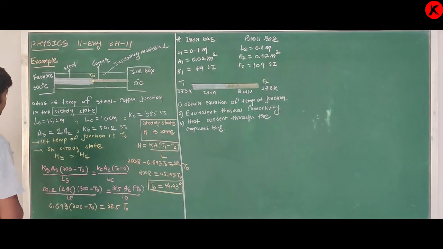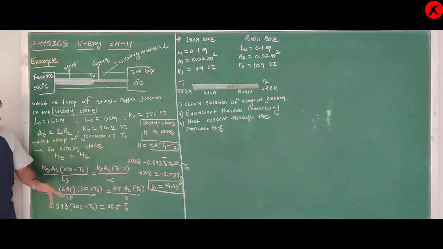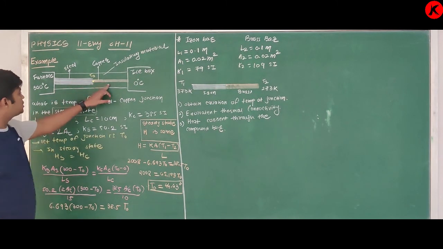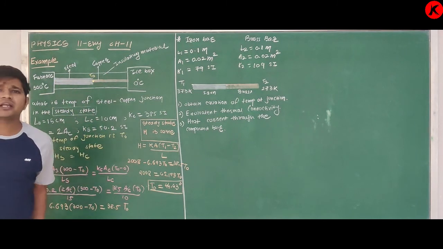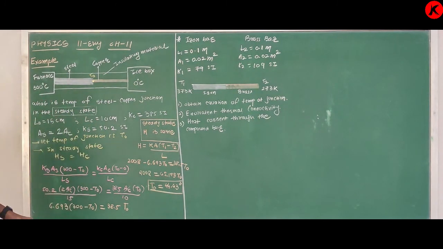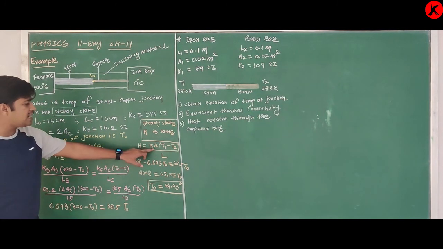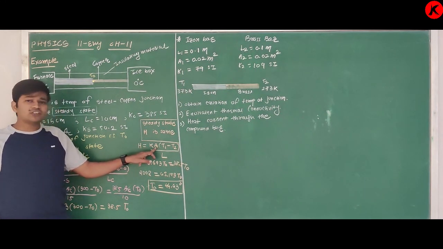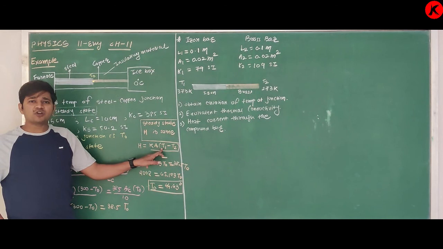So what is the meaning of thermal steady state? That you have to understand. In thermal steady state, H is the same in the first wire, in the second wire, or in the composite wire. Clear? Remember the equation of H: K A (T1 minus T2) upon L. K is thermal conductivity, A is cross sectional area, T1 is the temperature of the hot end.